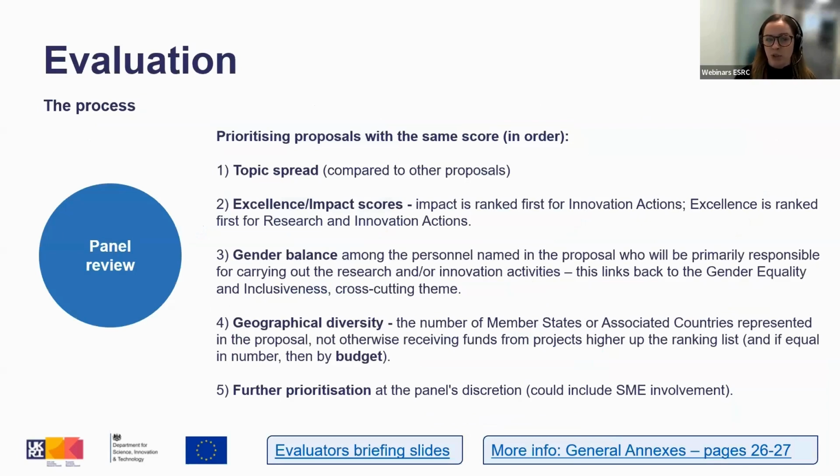So that includes topic spread, excellence and impact scores, and impact is ranked first for innovation actions and excellence is ranked first for research and innovation actions. So that's something to note. You'll also be scored on gender balance among researchers listed in the project, which links to the gender equality and inclusiveness cross-cutting theme that we touched on earlier as well. You'll also be scored on geographical diversity, and if further prioritisation is needed, that's at the panel's discretion.